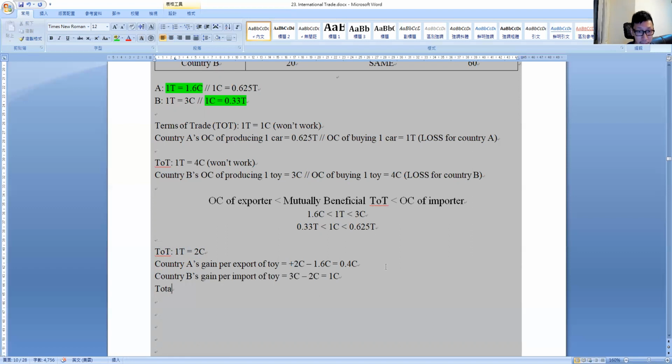Yes, what would be the total gain here? The total gain will be 0.4 plus 1 equals to 1.4C. Okay? So that's why we skipped one question in our previous video, because now you can do it. Now do you see? With a terms of trade, we would be able to determine individual gain through the trading. Right? How much each gains through trading.